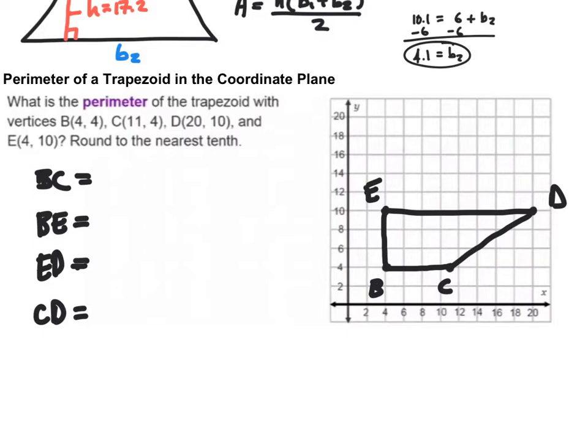Okay, so if I find the length of BC, we could use a distance formula, or we could just count, and we know that this point starts at 4 on the x-axis and ends at 11. So I know that this length here is 7. Okay, BC is 7. If I find the length of BE, that's a vertical length. I go from 10 down to 4, so that's going to be a length of 6.